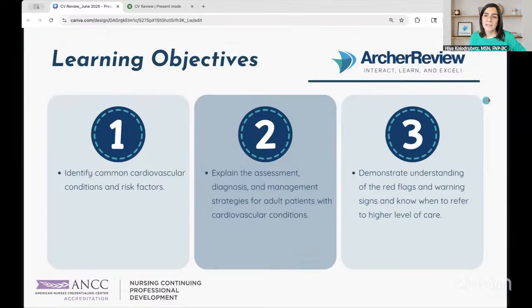And lastly, safety is always top of mind for us as clinicians. So I definitely want to make sure you guys understand those red flags and those warning signs and know when to refer to a higher level of care. Do not practice beyond your scope.